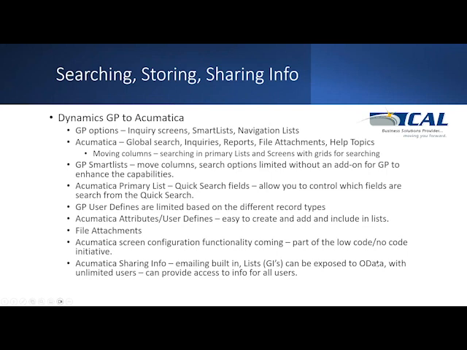The generic inquiries can be exposed to OData. So if you're trying to share that information, you don't want somebody to have to actually log into Acumatica. They could just open the Excel spreadsheet, and as long as they have credentials, they can refresh it, and it's going to pull whatever information they have security access to into that Excel file, so they can easily see that. Acumatica is also designed with unlimited users in mind, so you really don't need to restrict or control.